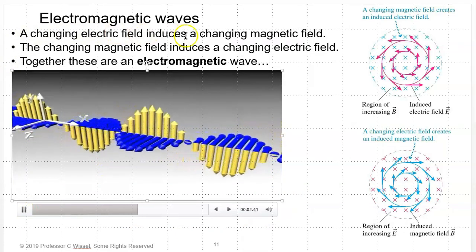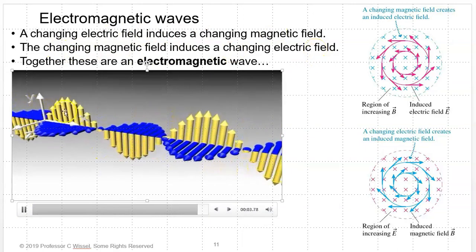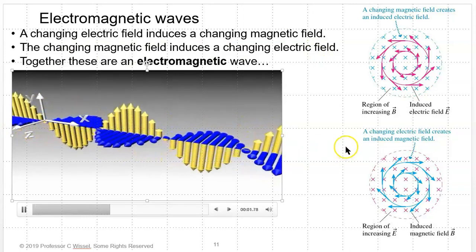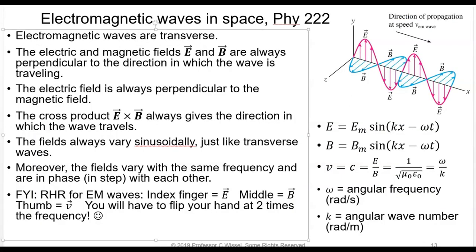So what have you got? You have a changing electric field that induces a changing magnetic field. A changing magnetic field induces a changing electric field. Together, these are perpendicular to each other, and they're also mutually perpendicular to the direction of travel. And this is called an electromagnetic wave. Electromagnetic waves are transverse. The electric and magnetic fields E and B are always perpendicular to the direction in which the wave is traveling. The electric field is always perpendicular to the magnetic field. The cross product, E cross B, always gives the direction in which the wave travels. The fields always vary sinusoidally, just like transverse waves. Moreover, the fields vary with the same frequency and are in phase, in step with each other.